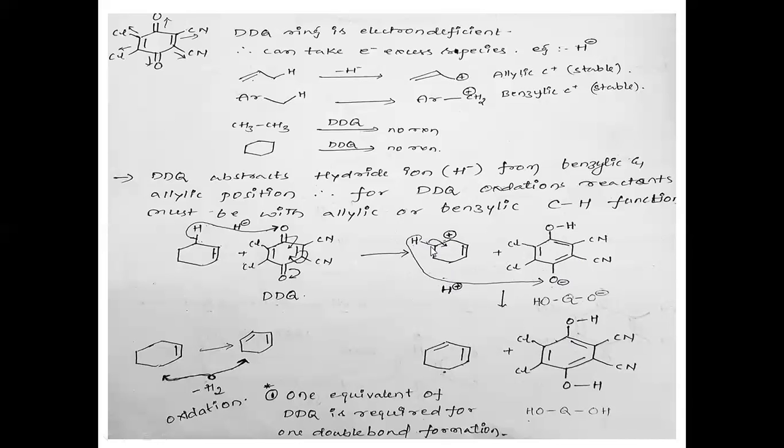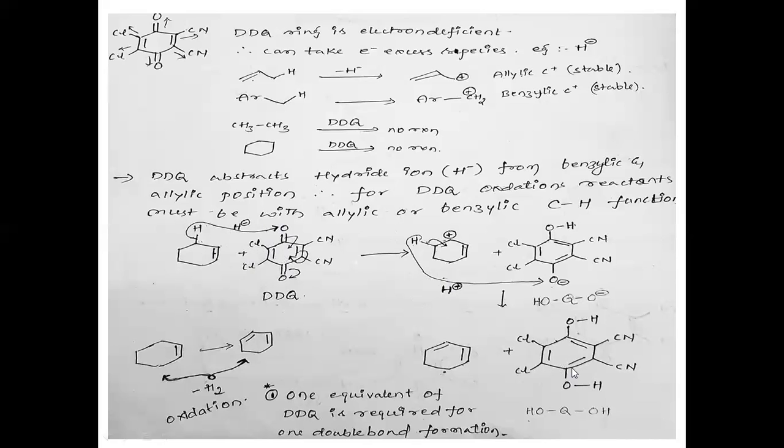Another hydrogen is abstracted as H plus. But the initial reaction is started by the abstraction of H minus, the hydride ion. So due to that, the molecule is highly electron deficient. The reaction is initiated by the transfer of H minus from this allylic position towards the DDQ. So this molecule is electron deficient.